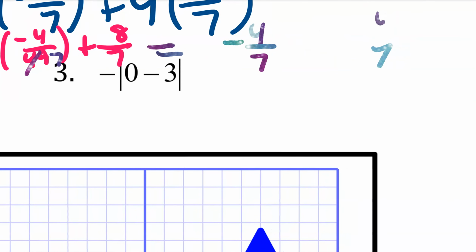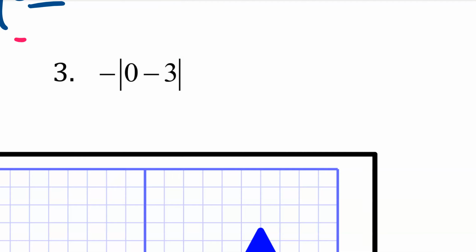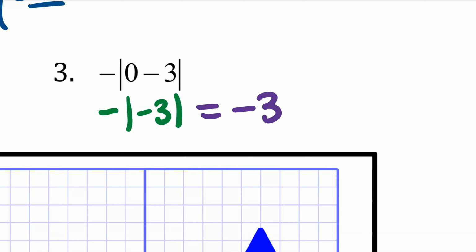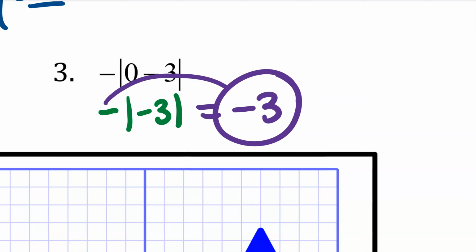Number 3, I'm going to erase some of the work from above. Number 3, I have a negative sign on the outside, which is okay. It just makes it negative when you're done. 0 minus 3 is negative 3. So I have negative absolute value of negative 3. Well, the absolute value of negative 3 is just 3. So negative 3 would be my answer on that one, because you have to put that negative back on the outside like that.